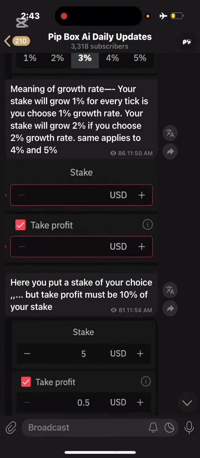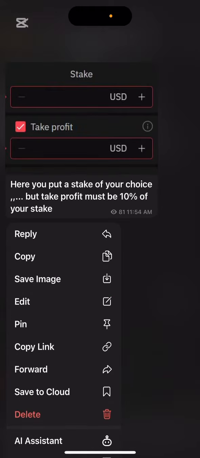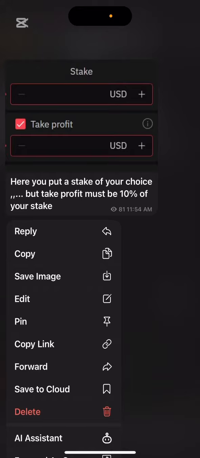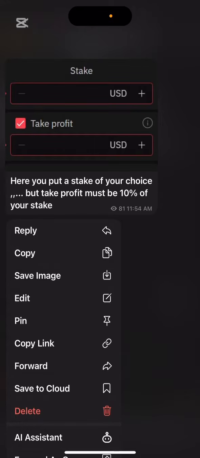Now for the stake and take profit, here is what to do. You put a stake of your choice, for example, if you have 1 USD, if you want to put 5 USD, 10 USD, or 50 USD. But if you put a stake of 5 USD, make sure that the take profit is 10% of the stake that you have used. For example, if I use 5 USD, my take profit is going to be 0.5 USD.